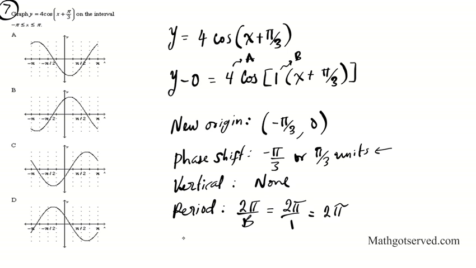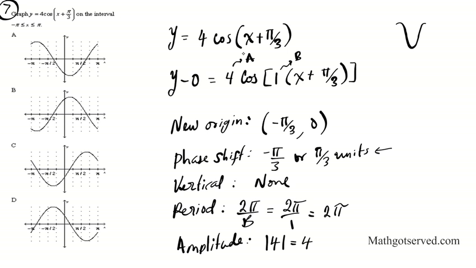Okay? And let's not forget our amplitude. Our amplitude is going to have a value of the absolute value of a, which is just 4. Alright, so since we're dealing with a cosine, remember the orientation of a cosine is like a cup, right? One period of a cosine is like a cup.